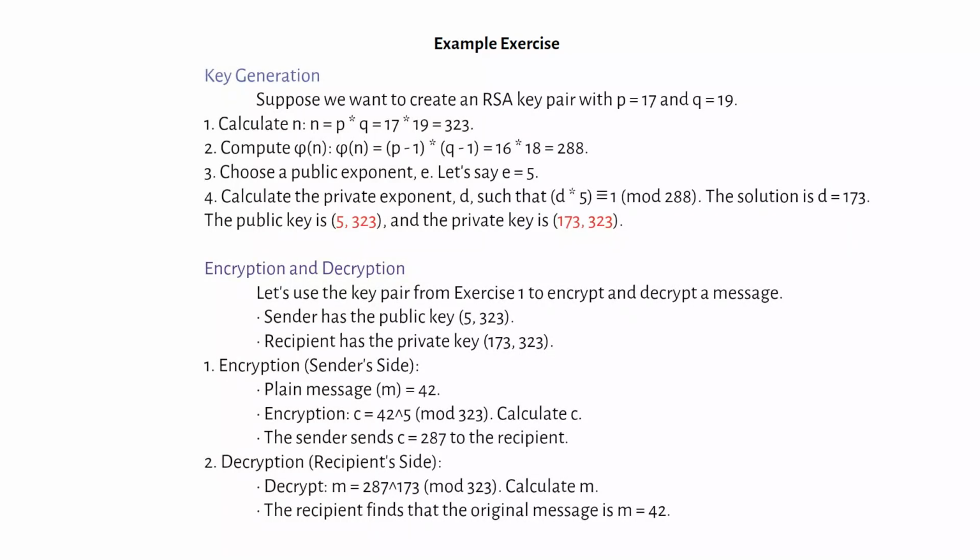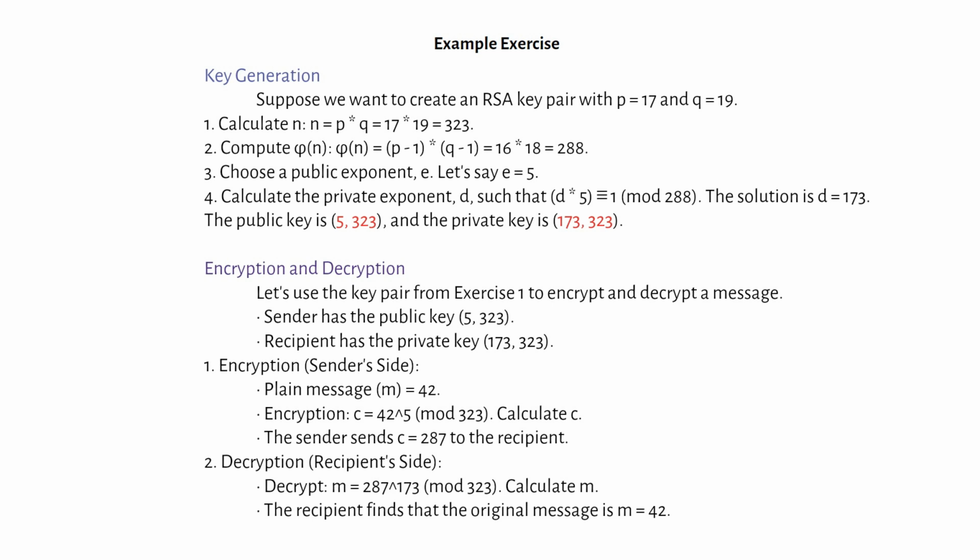Let us see a small example with some prime numbers. Suppose we want to create an RSA key pair, p equals 17 and q equals 19. Calculate n, that's the product of p and q. So 17 times 19 yields 323. Compute Euler's function: p minus 1 times q minus 1 equals 16 times 18 equals 288. Choose a public exponent e, let us say 5. Then calculate the private exponent d such that d times 5 equals 1 modulo 288, and d equals 173. The public key is 5, 323 and the private key is 173, 323.